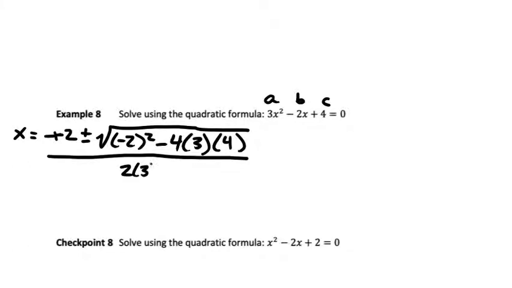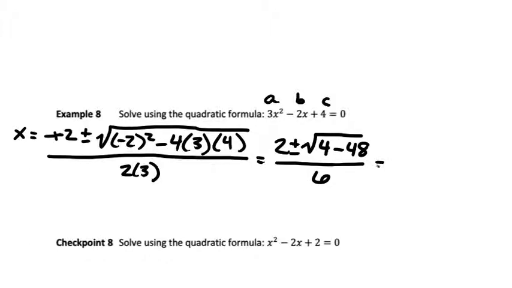A is 3. So we have 2 plus or minus the square root of negative 2 squared is 4. And 4 times 3 times 4 is 12 times 4, which is minus 48, all over 6. And 4 minus 48 is negative 44.